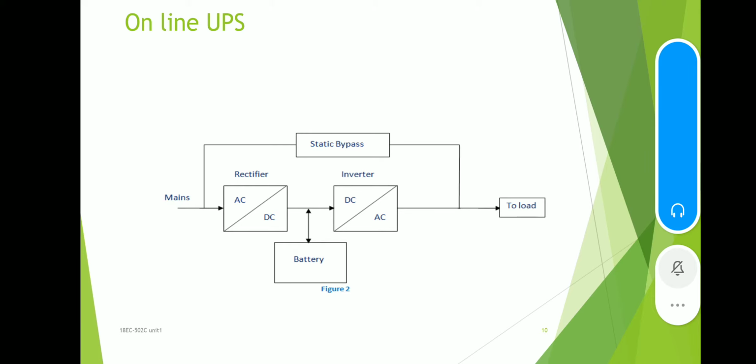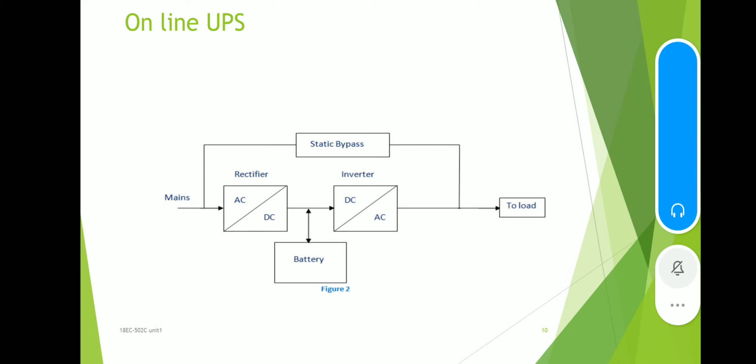That means in the online UPS, the load is always driven through the DC source only. Whether the main supply is available or not, the load is always driven by this DC source. The rectifier always converts AC to DC whatever supply we are receiving, the battery continuously charges, and the inverter converts DC to AC and drives the load.